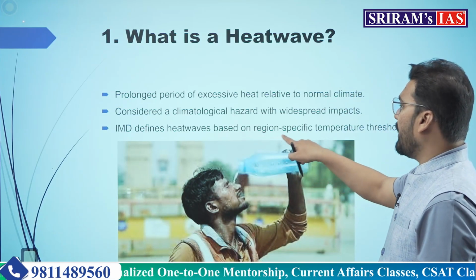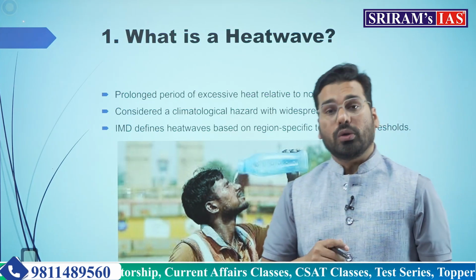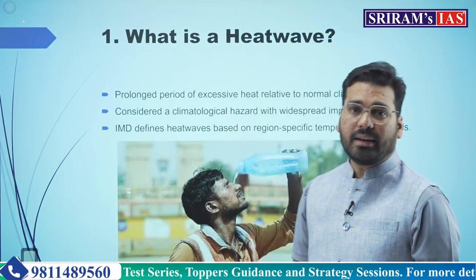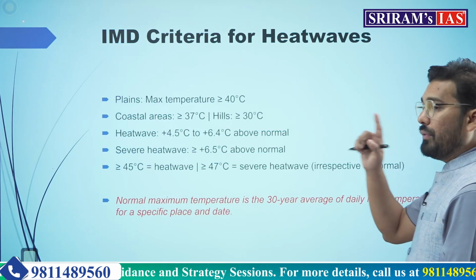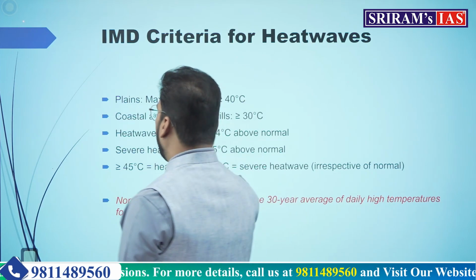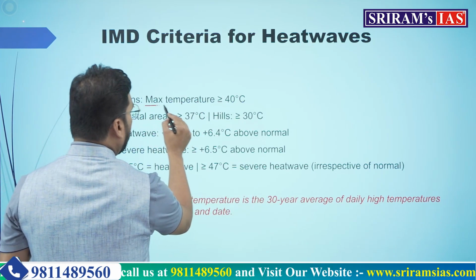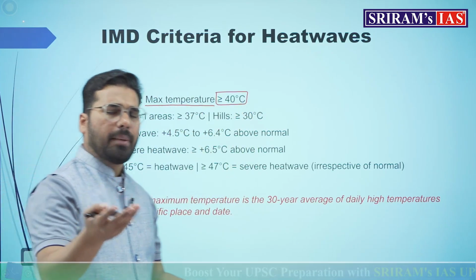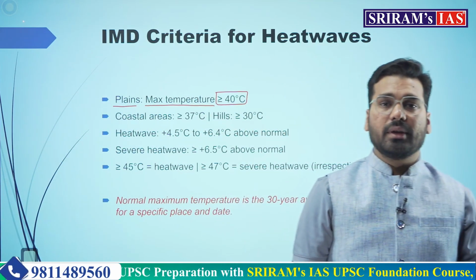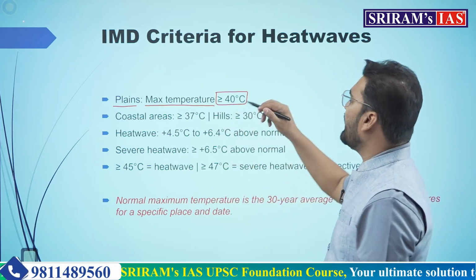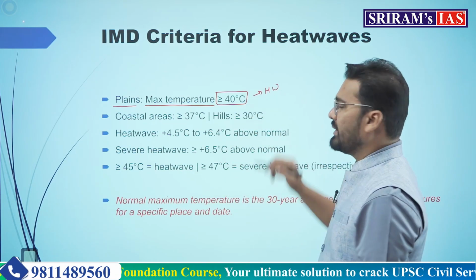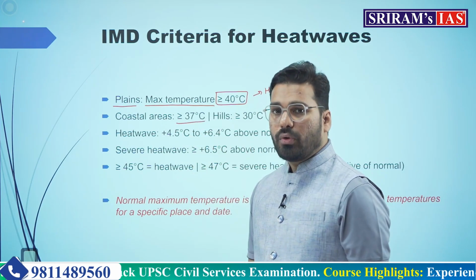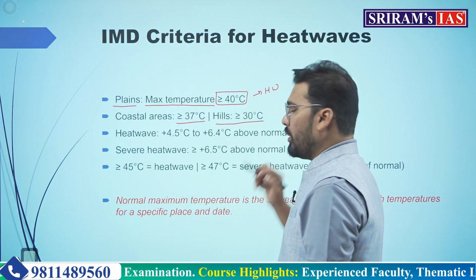IMD defines heat waves based on region-specific temperature thresholds. Now IMD has certain criteria for this. What are those criteria? Let's discuss. If plains have a maximum temperature above 40 degrees Celsius, IMD can declare it a heat wave incidence. If in coastal areas it is 37 degrees Celsius or more, or in hills the temperature has gone beyond 30 degrees Celsius.